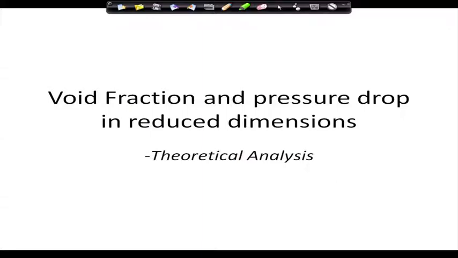So, with this I believe we have more or less completed the discussions on the thermodynamics, the discussions on the experimental results of void fraction and pressure drop in reduced dimensions, and we would now shift over to the theoretical analysis. We have seen that the void fraction exhibits some trends, and pressure drop exhibits some trends. Now, how can these trends be analyzed and correlated, so that without doing experiments we will be in a position to predict the hydrodynamics of flow.